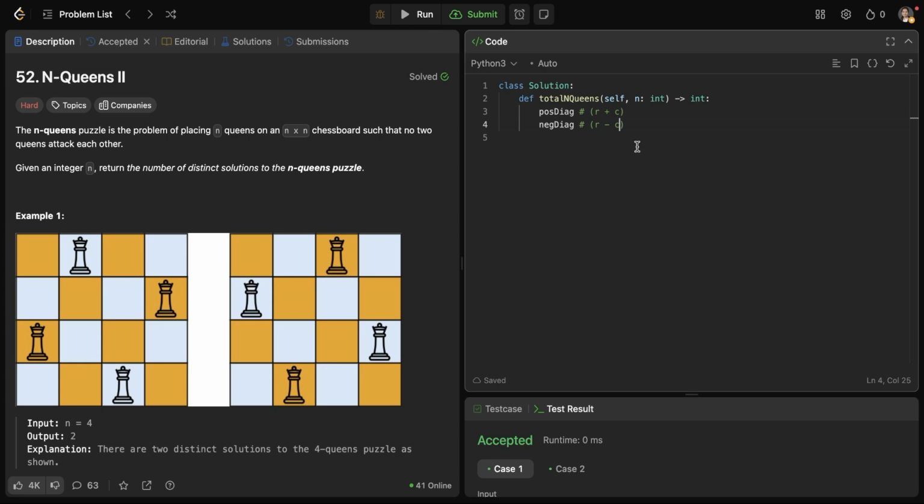You can compute it yourself and see. So the intuition behind that is I will always track r plus c for positive diagonals, r minus c for negative diagonals, and column c for columns. And that's how I will use my sets. Now I'll start coding it.